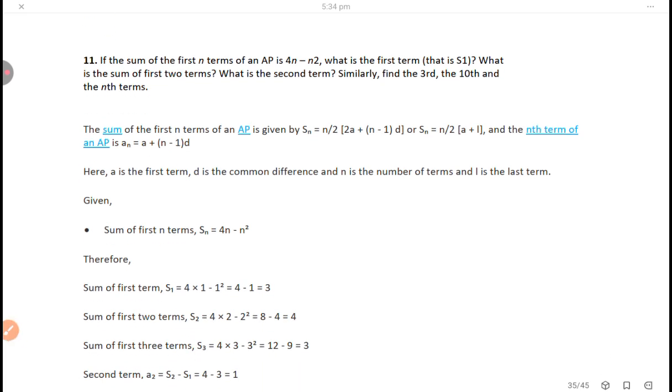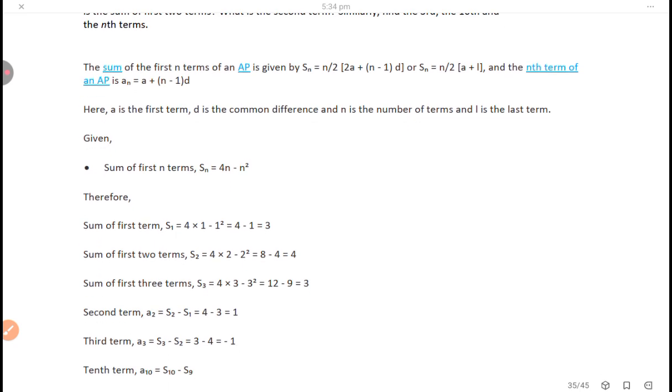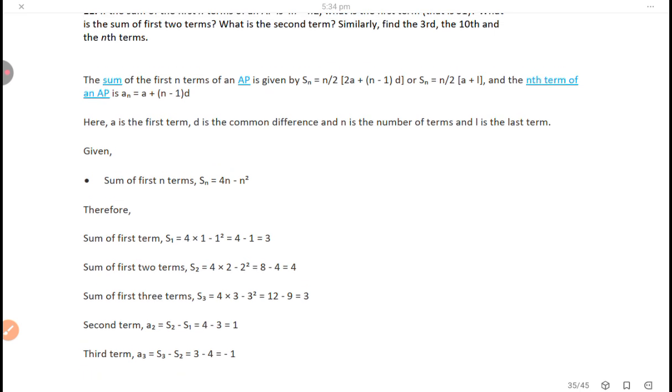The sum of the first n terms of an AP is 4n minus n squared. What is the first term? What is the sum of the first two terms? What is the second term? Similarly, find the third, 10th and nth terms. So much data is given, so we have to decode it one by one.